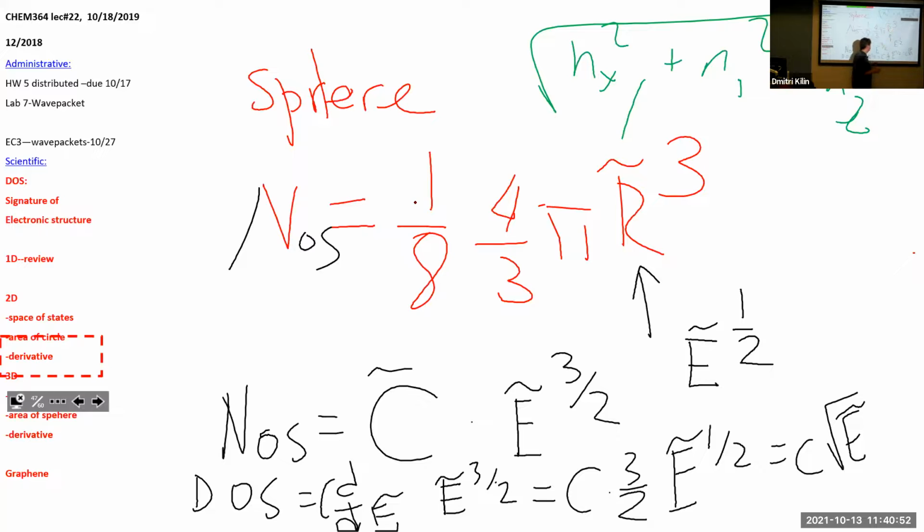Right? So the answer for the number of states will be, we can combine all constants in this C bar, and then the energy will be to the power 3/2, right? And if we need to find the density of states, it will be just the derivative of the power 3/2. So derivative means subtracting 1 from the power, and the power also is assigned to the constant. And then energy to the power 1/2 is the square root of energy.